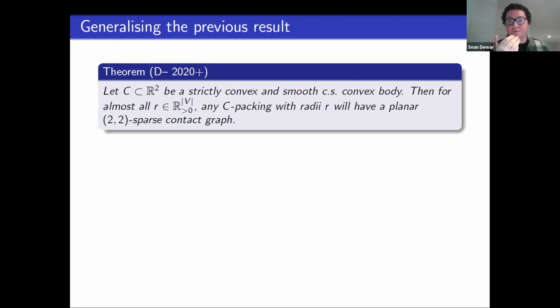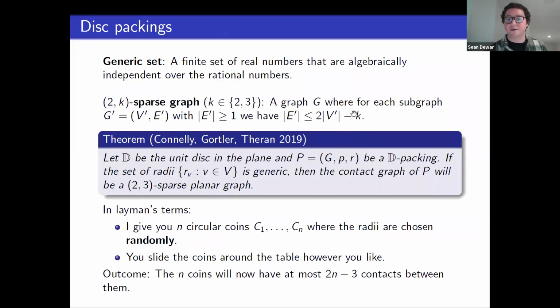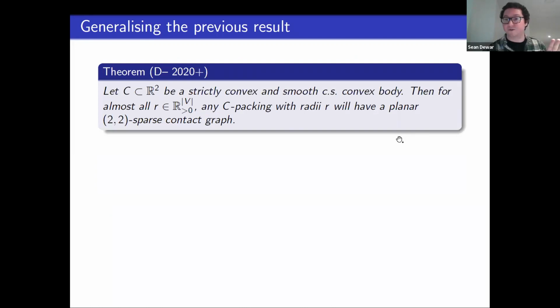So for almost all choices of radii, so if you randomly pick radii, this is going to be true. Any C packing with radii R will have a planar 2-2 sparse contact graph. Okay. Now this still covers the circle case, just because every 2-3 sparse graph is automatically also 2-2 sparse, and you can just see this from the count here. Because if you know that you've got a circle, you know this is going to be 3. Well, that's automatically less than if it was 2 instead. So this still covers the circle case.